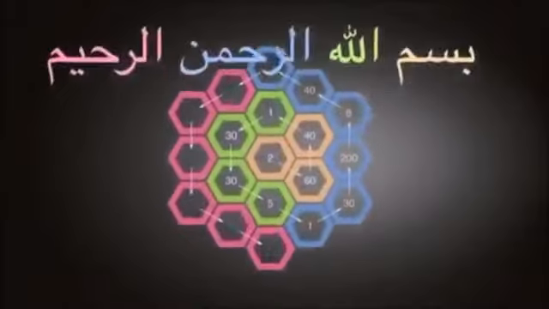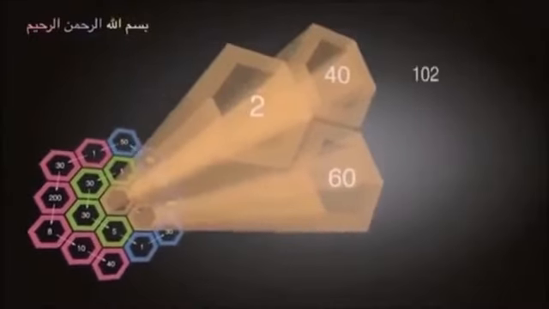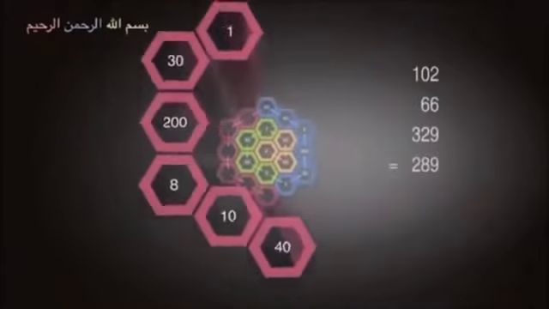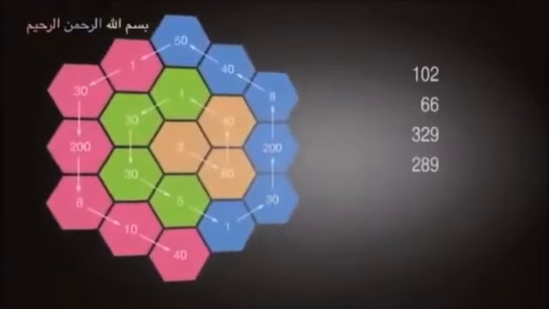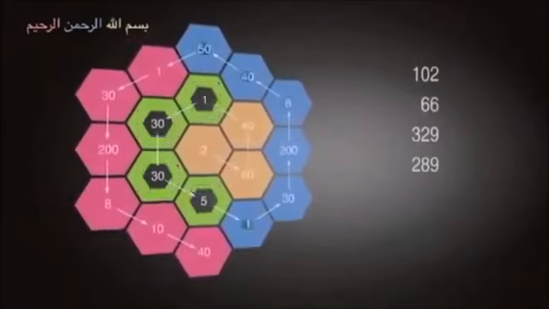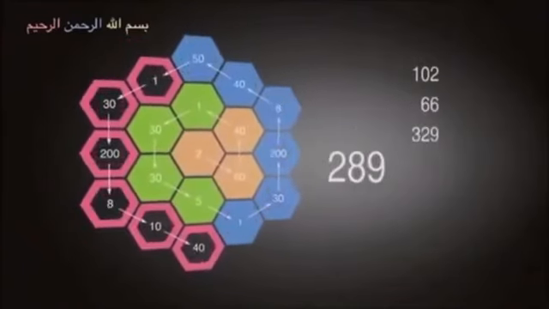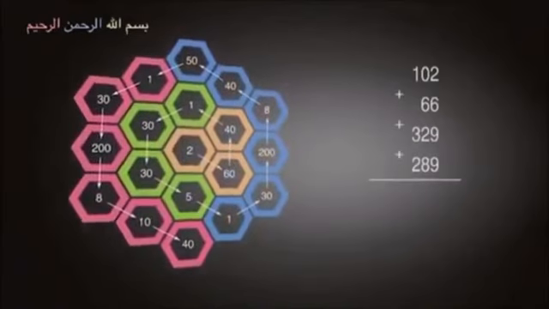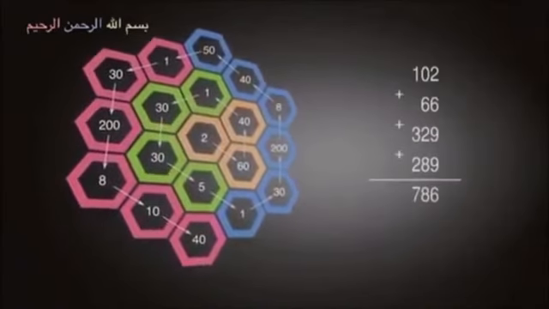These are the numerical values of each letter. By adding their values together, we can determine the values of each word and the total value of all words. Their values: 102, 66, 329, and 289. Total numerical value of all words: 786.